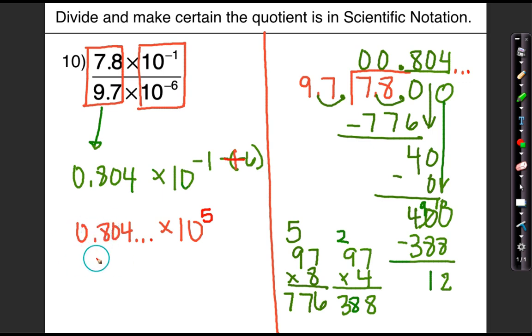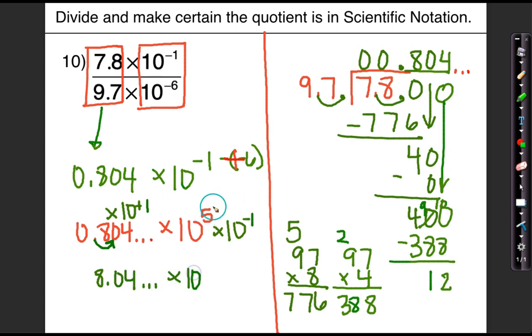But before we do that, I want you to recognize this is not between 1 and 10. It doesn't follow scientific notation. So I'm going to have to multiply by a positive 1. Why? Because I'm making the number larger. But to compensate, I'm going to multiply this part by a negative 1. So what does this leave me with? It leaves me with 8.04 dot, dot, dot times 10 to the. I'm going to have to add these exponents. 5 plus negative 1 is a positive 4.